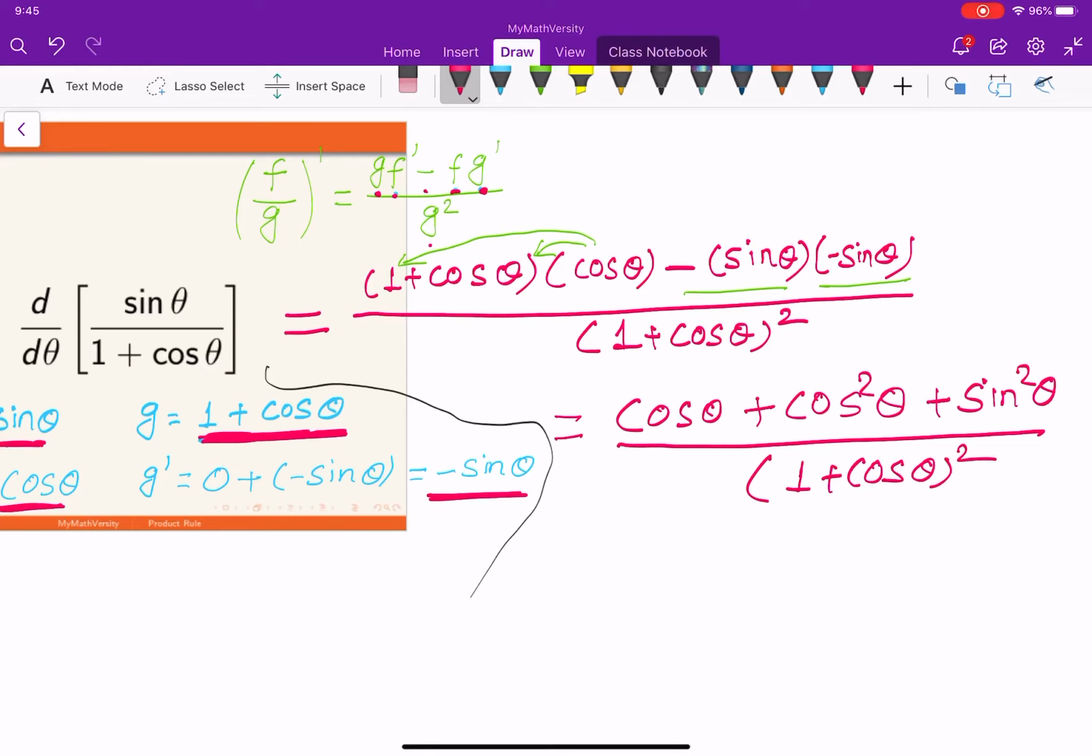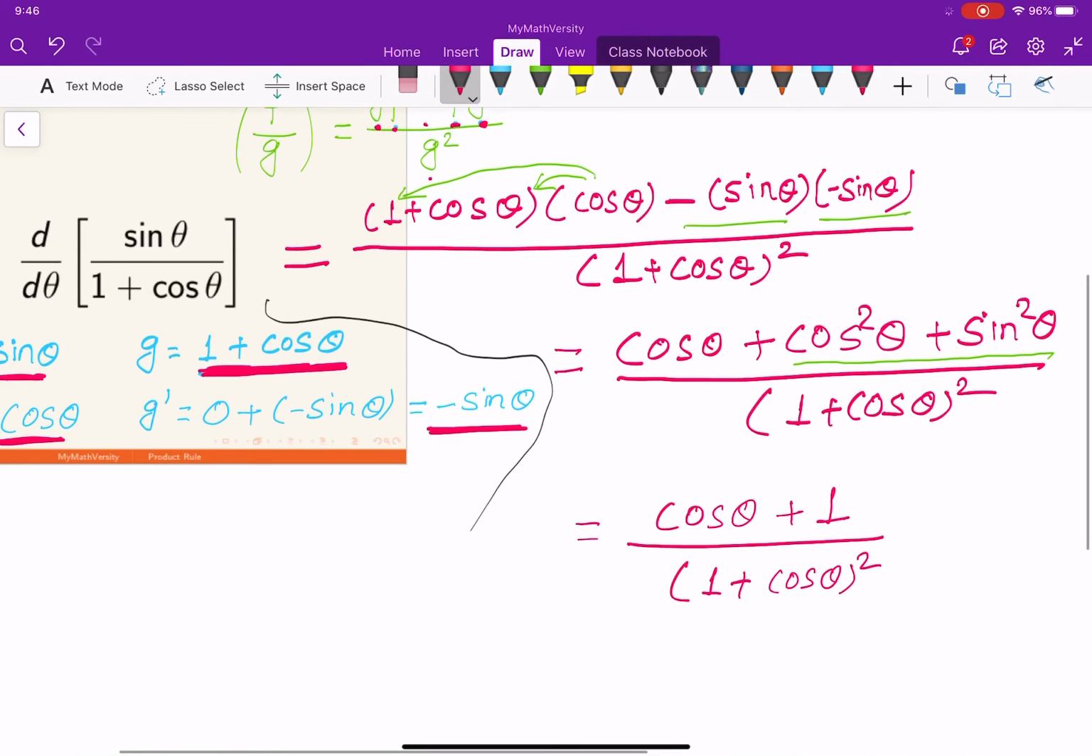We are done with this, as an alternative form of the derivative of the given function. But if you are interested in simplifying further, and you are aware of the trig identity cosine square theta plus sine square theta equals 1, we can apply it. Instead of cosine square theta plus sine square theta, we just write 1.